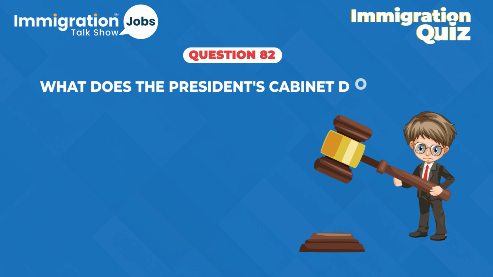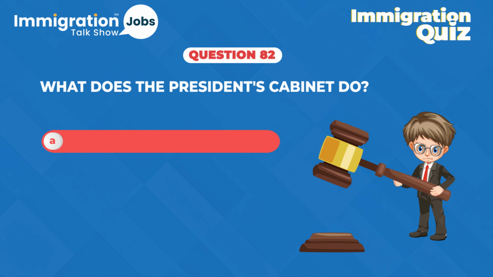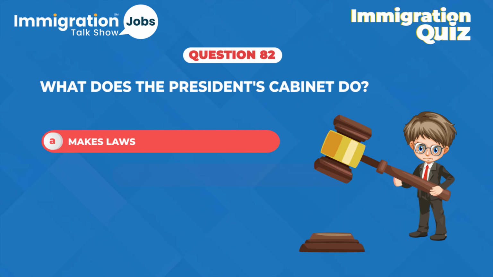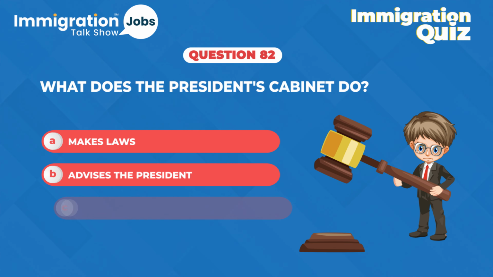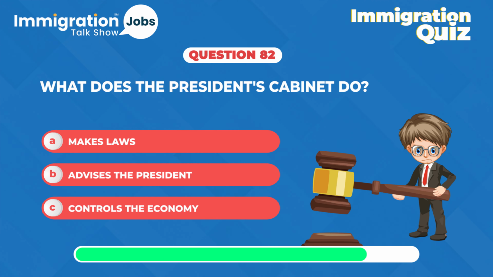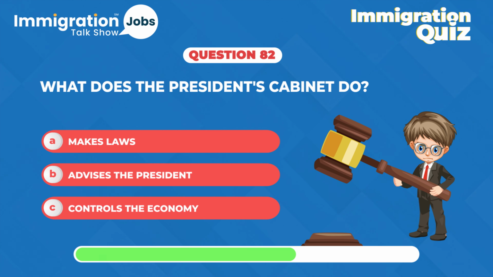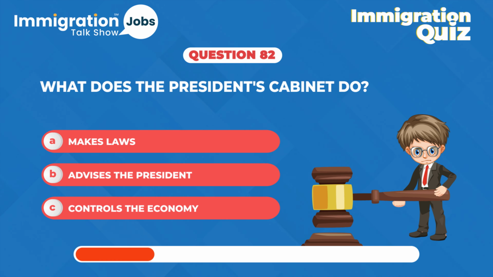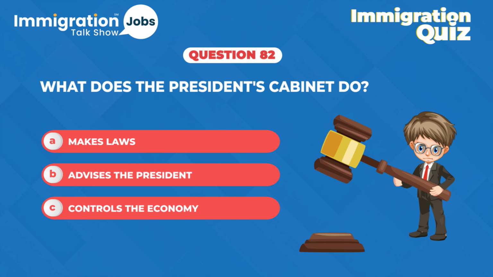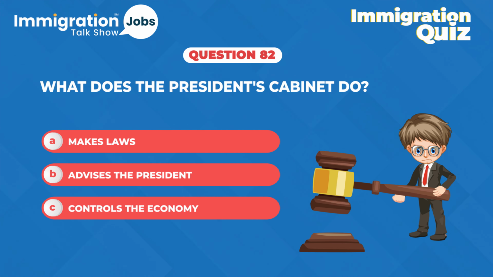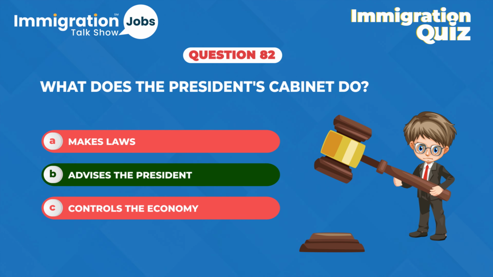What does the President's Cabinet do? A. Makes laws. B. Advises the President. Or option C. Controls the economy. And the correct answer is B. Advises the President.